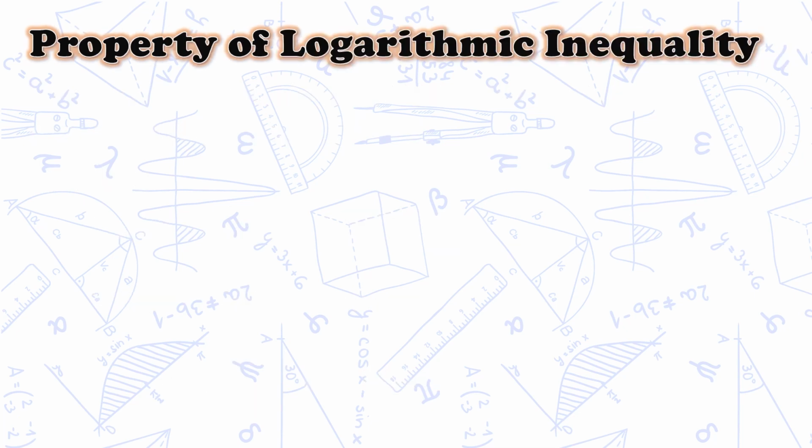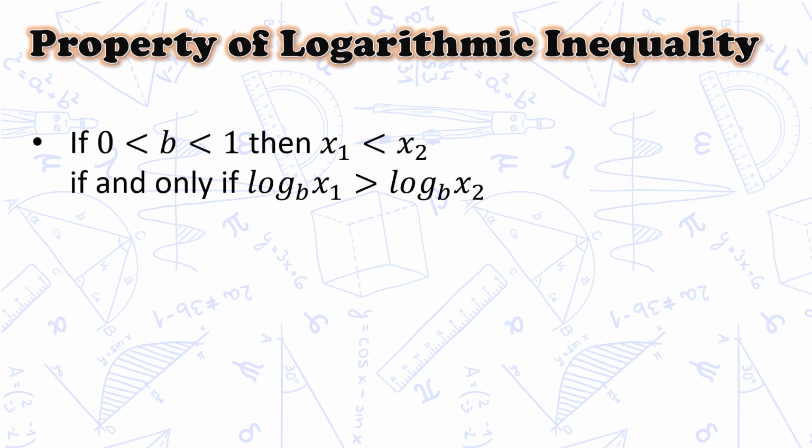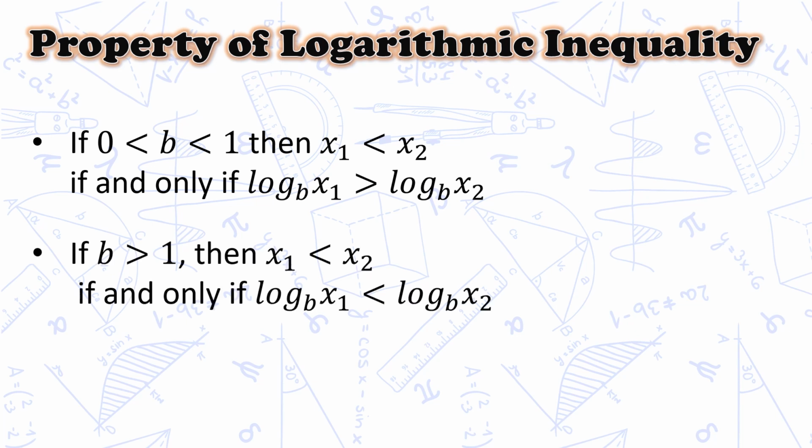Okay, let us have the property of logarithmic inequality. If b is between 0 and 1, then x sub 1 is less than x sub 2 if and only if the logarithm of x sub 1 to the base b is greater than logarithm of x sub 2 to the base b. Also, if b is greater than 1, then x sub 1 is less than x sub 2 if and only if the logarithm of x sub 1 to the base b is less than the logarithm of x sub 2 to the base b. We're going to use these properties in solving logarithmic inequalities.